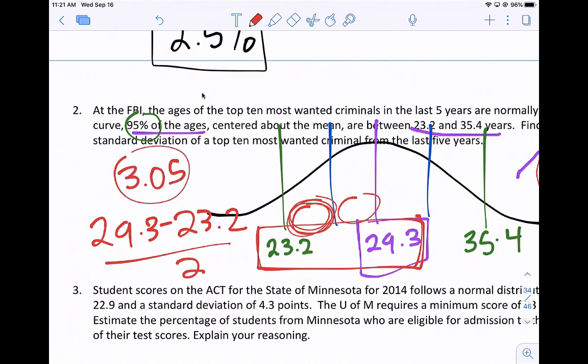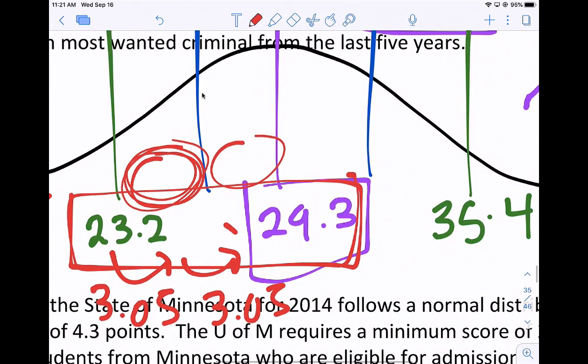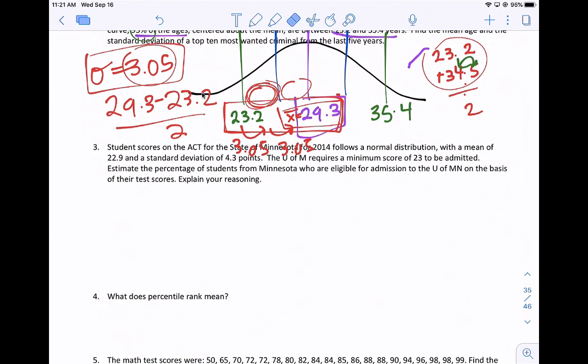All right, so we can check our answer. I can add 3.05 and add it again, and I should get 29.3. So I'm going to take 23.2 plus 3.05 plus 3.05. Oh, and it worked. All right, so our standard deviation, that sigma, is 3.05, and the average, x bar, is 29.3. Okay, let's try a few more examples, and then again, you should have enough information to work on your assignment.